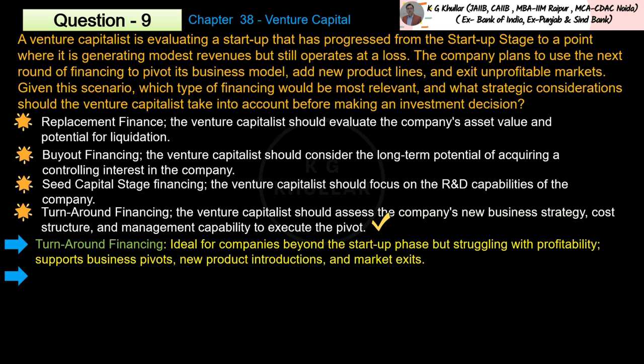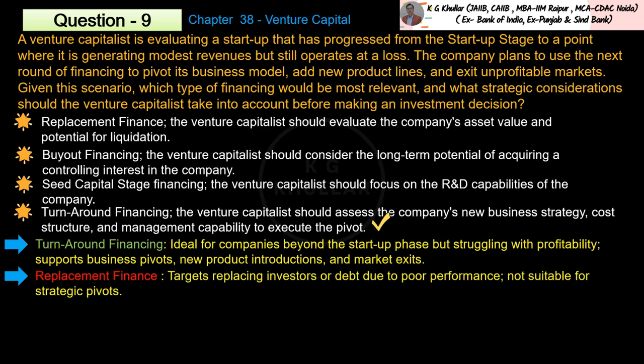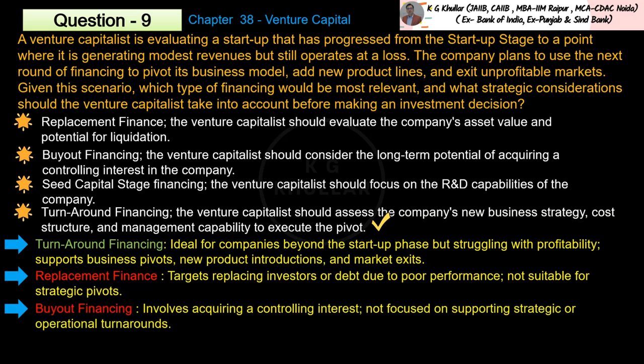Next, let's see why other options are incorrect. Now, option A says replacement finance. Friends, this financing is intended for companies needing to replace existing investors or debt, often due to poor performance. It does not specifically focus on strategic pivots or major operational changes, so making it less suitable for a company planning a broad business shift.